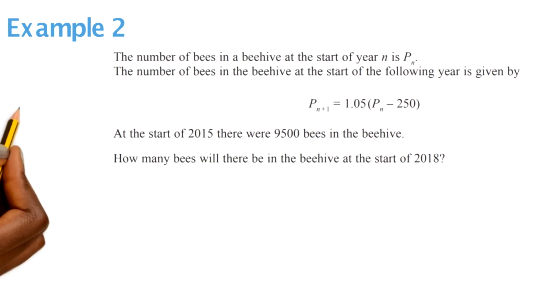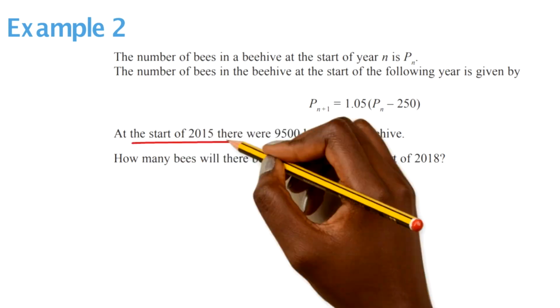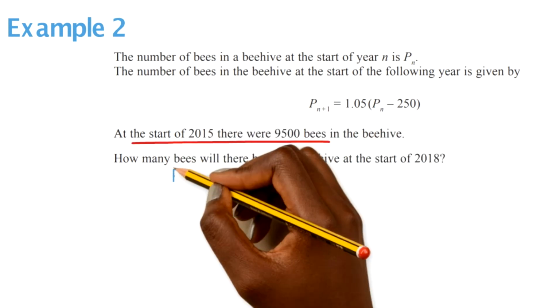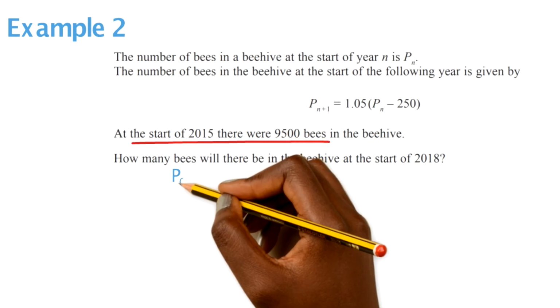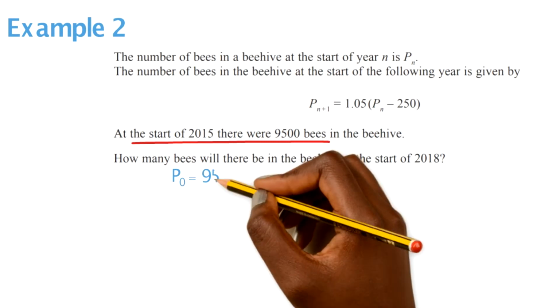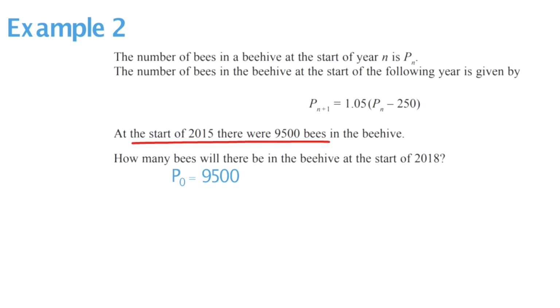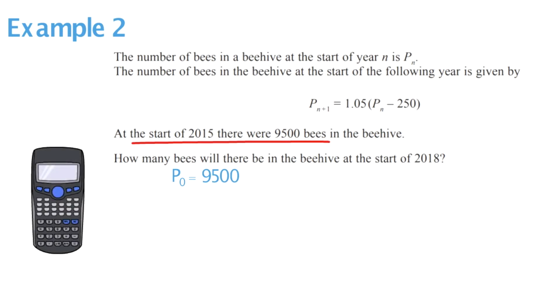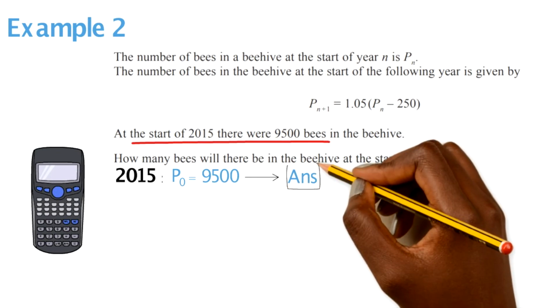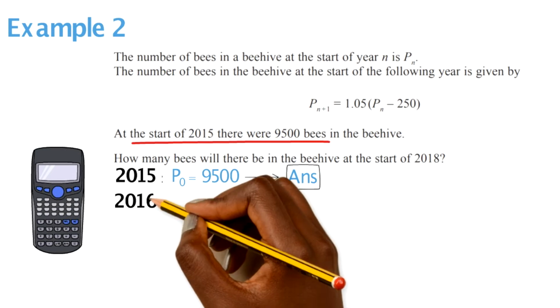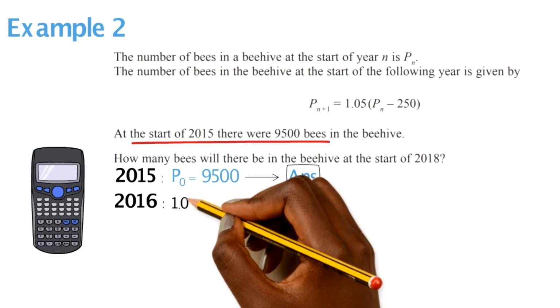Example 2. In this question, it's talking about the number of bees in a beehive at the start of the year, Pn, and it wants to work out how many bees there will be in the beehive at the start of 2018. It says at the start of 2015, there were 9,500 bees. So our P0 is 9,500. We are now going to put that 9,500 into our calculator, and that's going to be our ans. So you're going to press the ans sign. Then remember, we're going to substitute, in this case it's P, which is the same as the x0, same principle. Substitute the P0 in for the Pn in the formula.